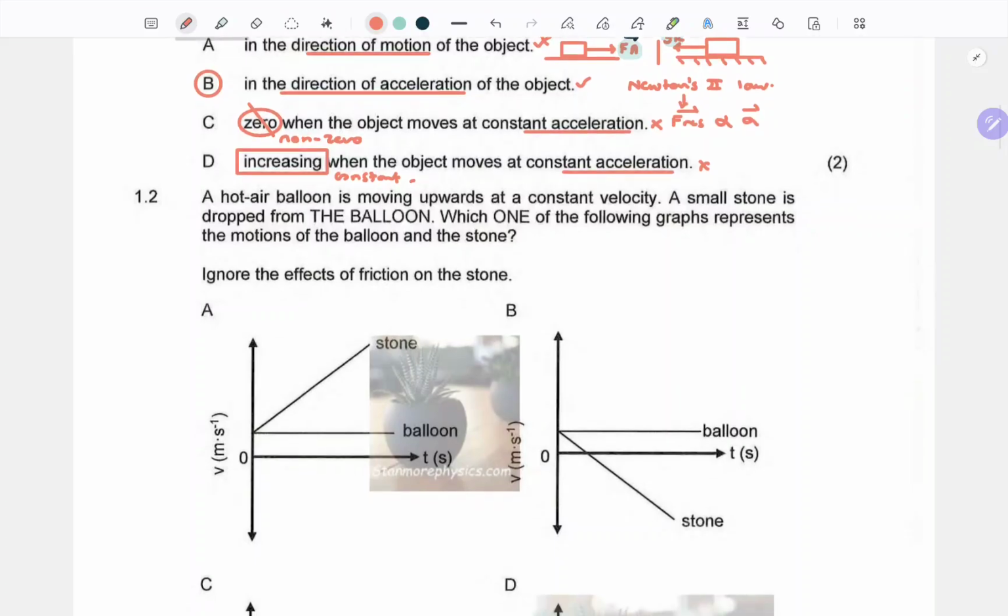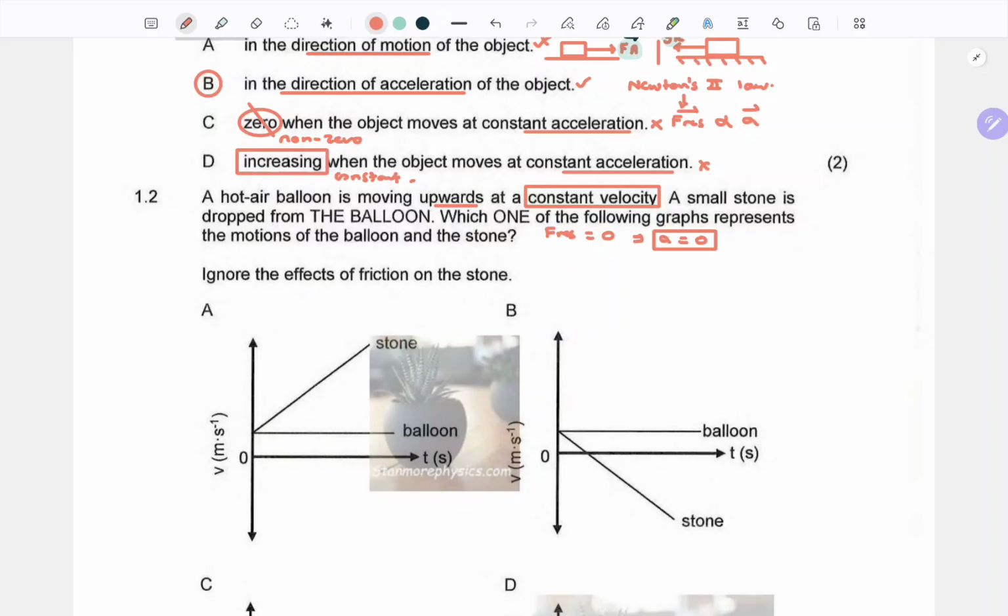Right, 1.2 reads, a hot air balloon is moving upwards. So direction in physics, guys, is very important. And it is doing so at constant velocity. Now, this is a big statement. It means two things. It means the resultant force, F res, is equal to 0. And this also implies that acceleration is 0. So this object is not accelerating because the velocity is not changing. This is very important to remember when we hear that word, constant velocity.